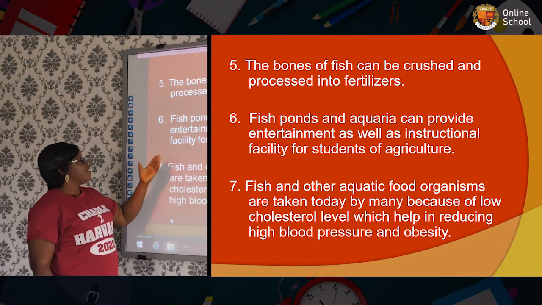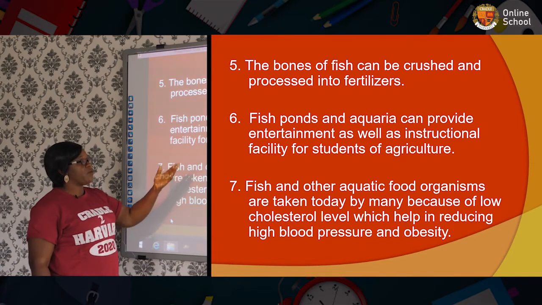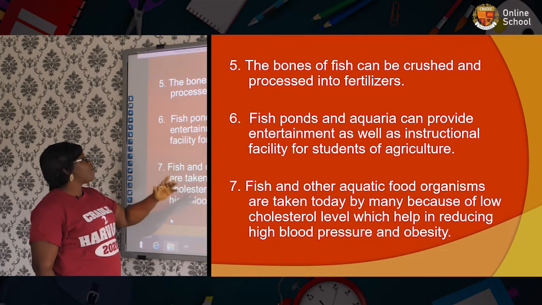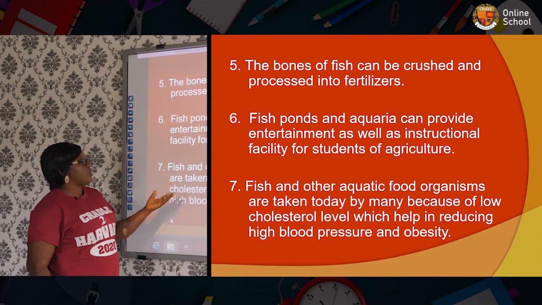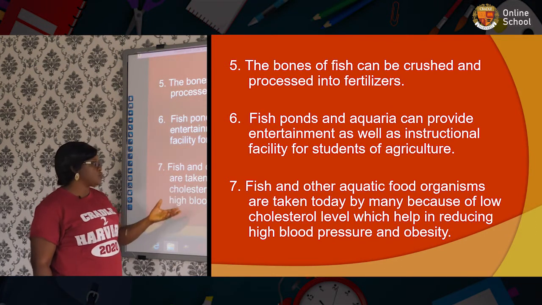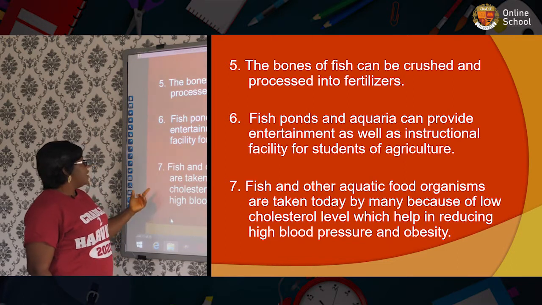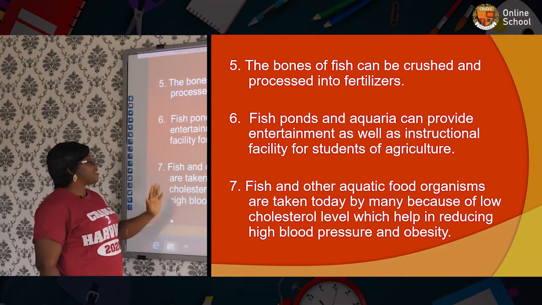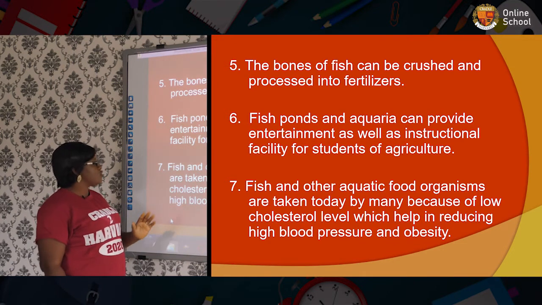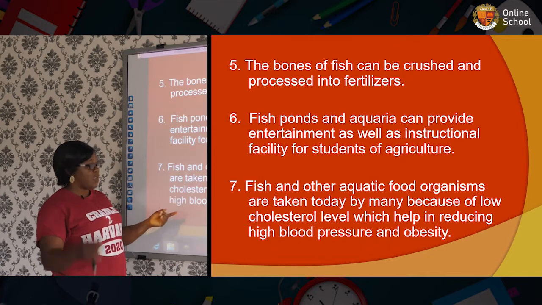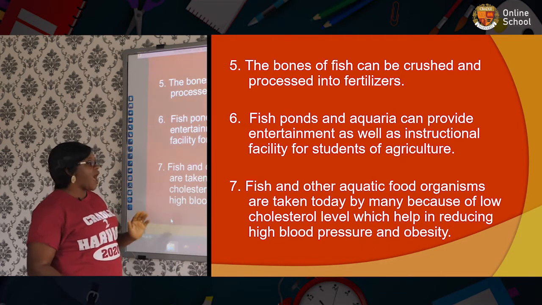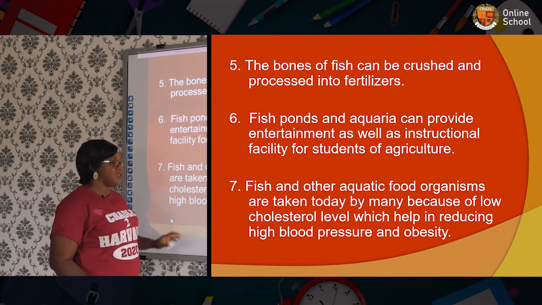Then number 6, fish ponds and aquaria. Aquaria is the plural form of aquarium. They can provide entertainment, and can also be used as an instructional facility for students of agriculture. Then number 7, fish and other aquatic food organisms are taken today by many because of low cholesterol, like I have said earlier, and it helps in reducing high blood pressure and obesity.